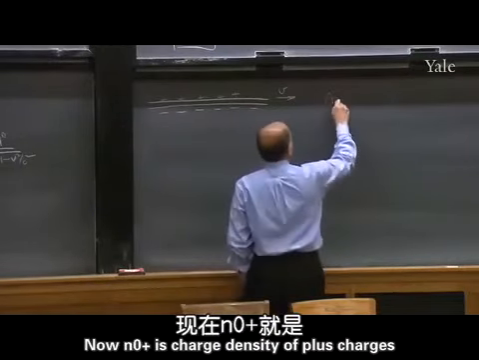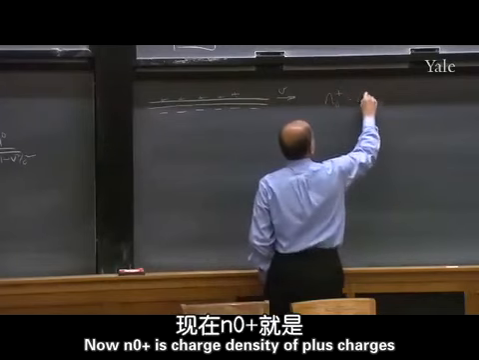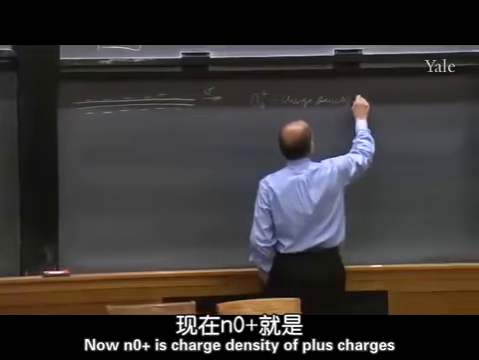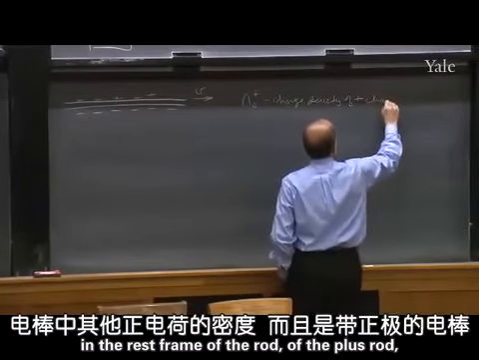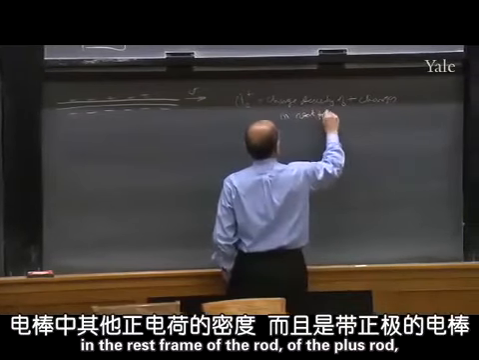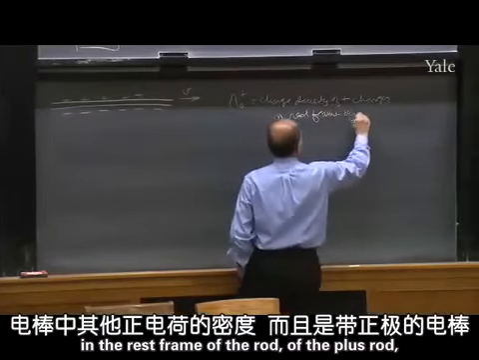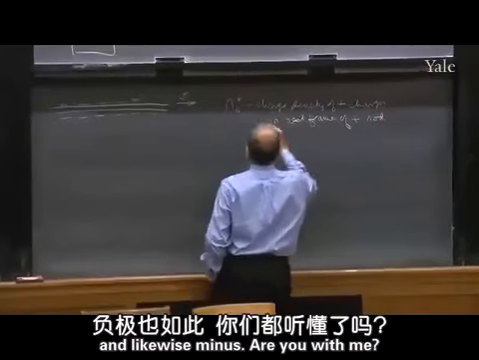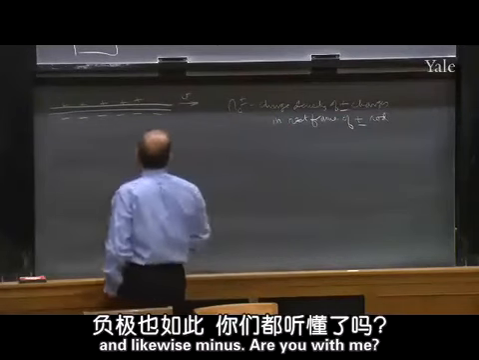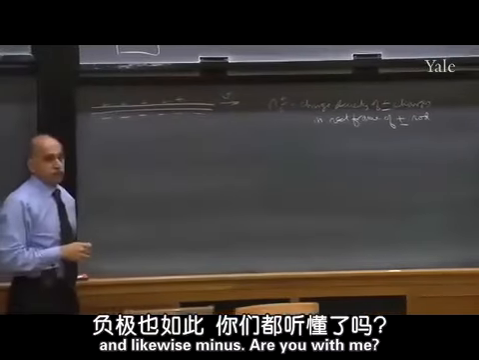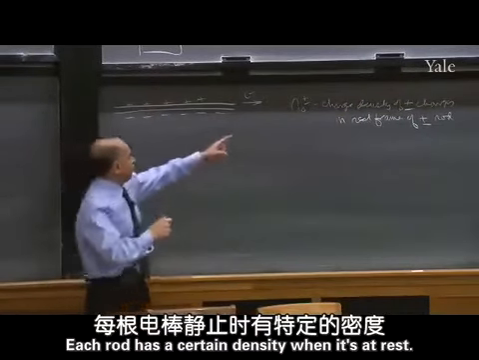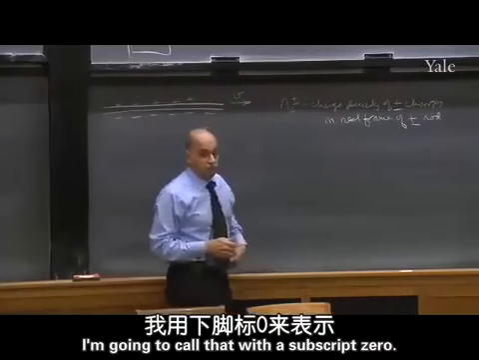Now n0 plus is the charge density of plus charges in the rest frame of the plus rod, and likewise n0 minus. Okay? Are you with me? Each rod has a certain density when it's at rest. I'm going to call that with a subscript 0.